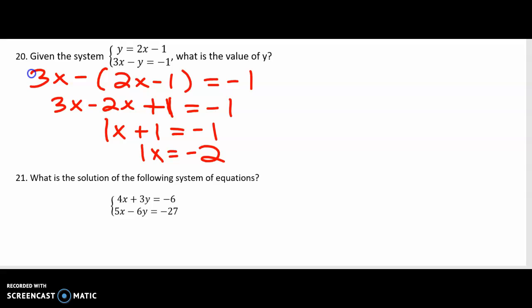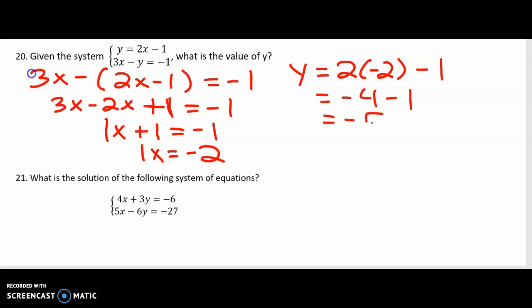However, it's not asking for x, it's asking for y, so I do have to plug that negative 2 back in. I'm going to plug it back into that top equation there. So 2 times negative 2 minus 1 here. 2 times negative 2 is negative 4. Minus 1 is negative 5. So that's what my y is equal to. That is my answer.